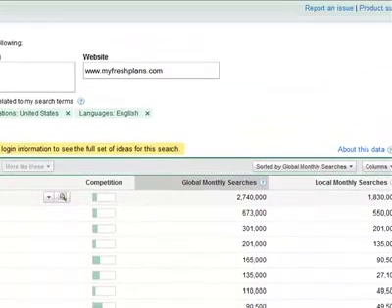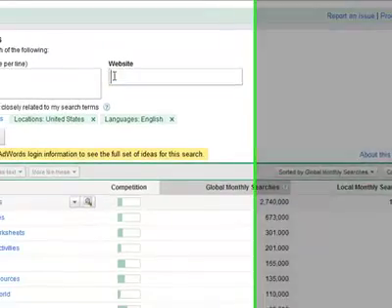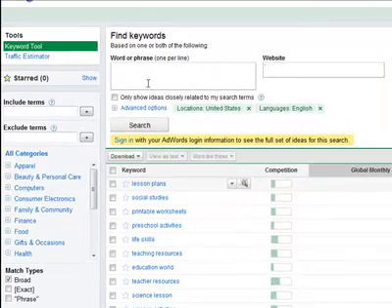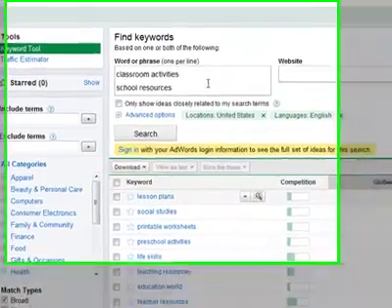Once we have some ideas about websites that we might want to use, we can search another way. We see that we're okay for lesson plans and teacher resources, but there are some other terms that people might use that didn't show up on our list. So classroom activities might be a good choice for us, or perhaps school resources would be a good term for us to look for.